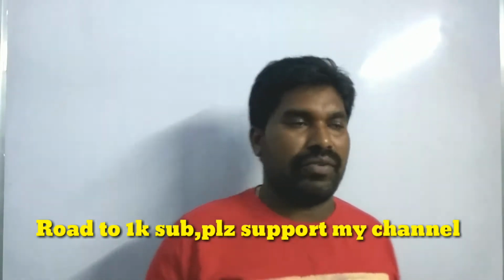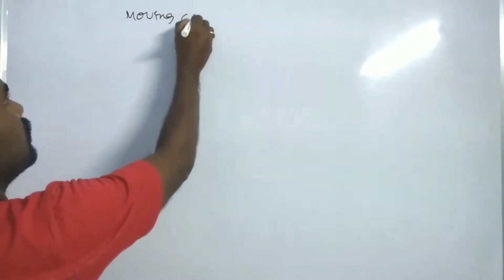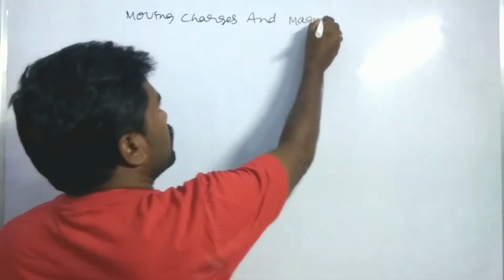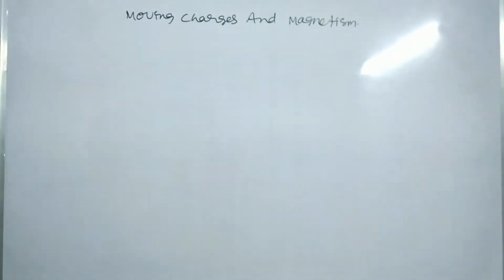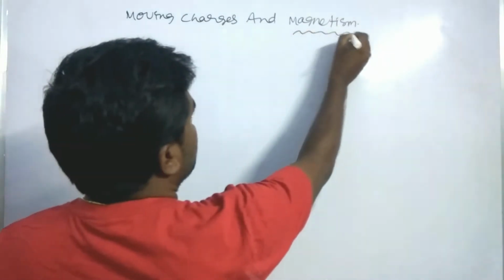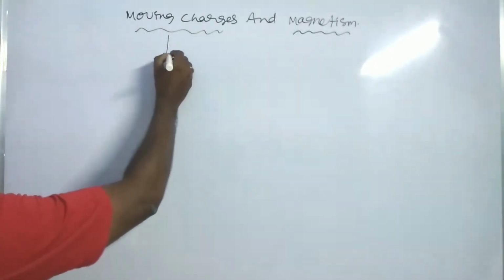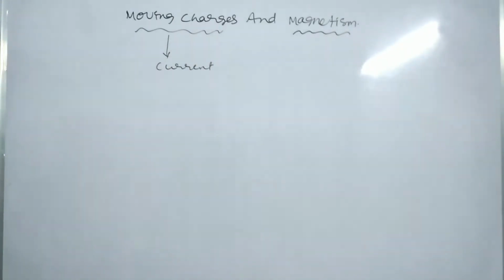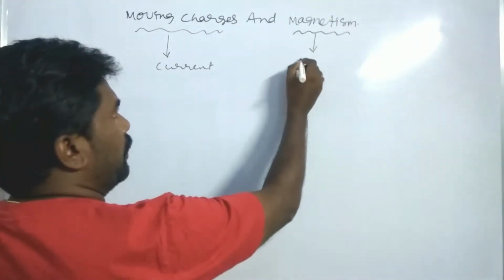Okay, let us start our topic. Moving charges and magnetism. So here, moving charge. What is a moving charge? Moving charge is nothing but current. It is the flow of electrons, right?